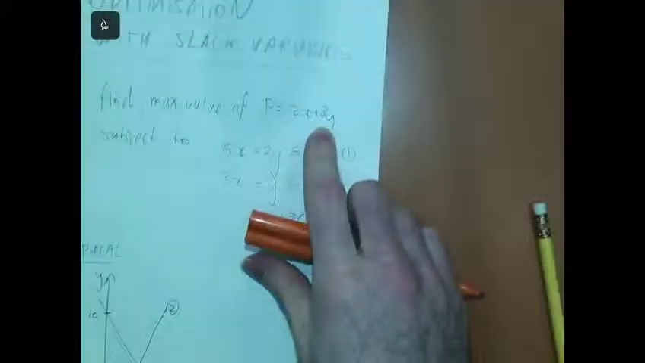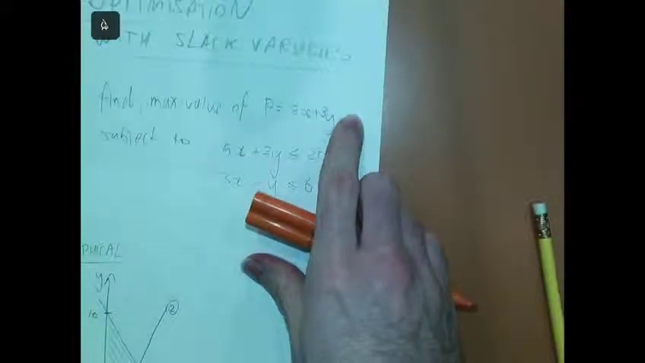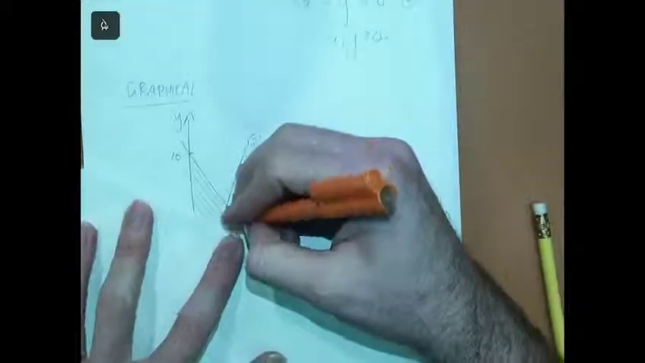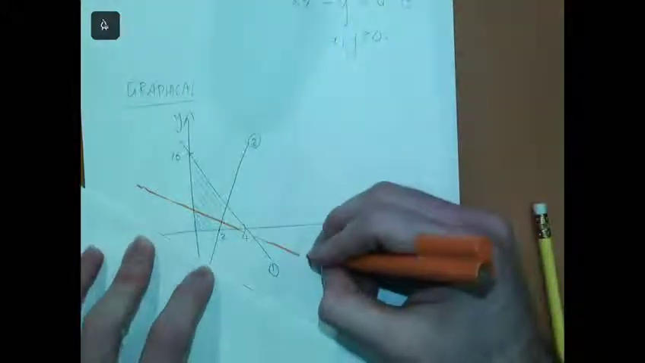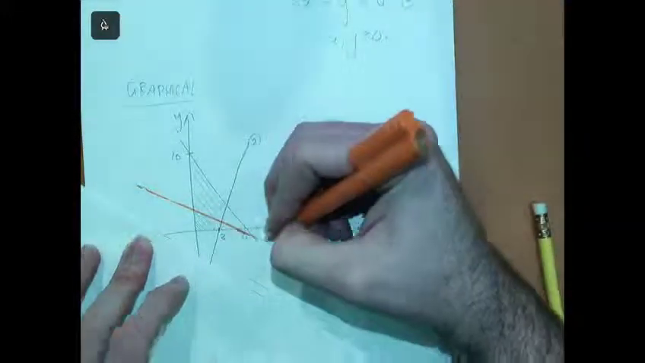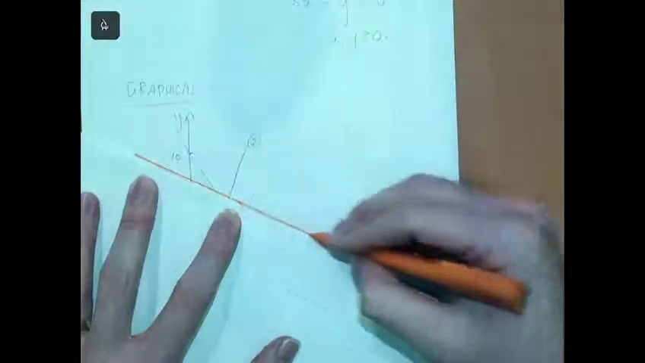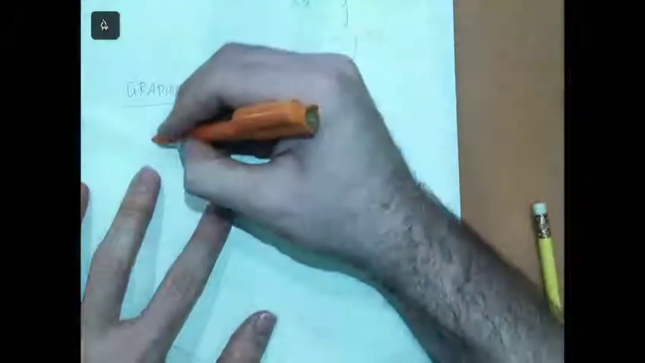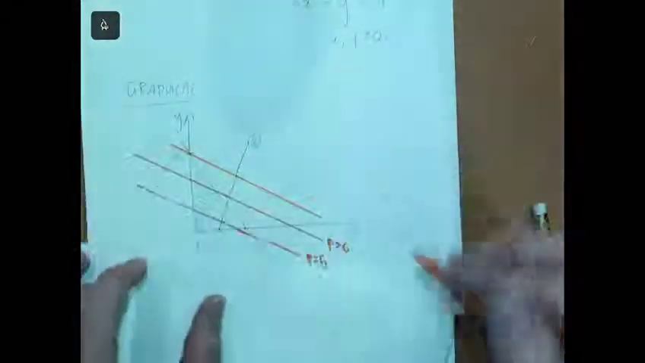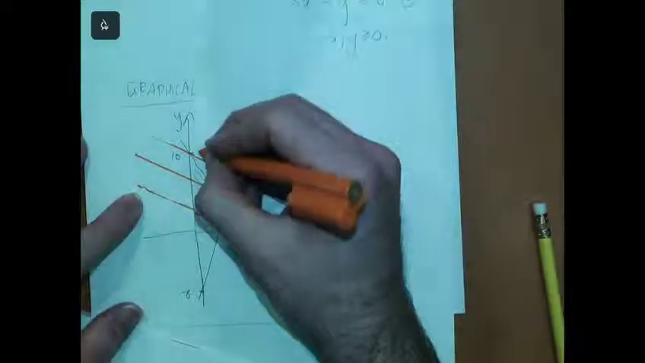I'd like to pick a number that both of these go into, 2x plus 3y equals 6. So then the x intercept is 3 and the y intercept is 2. That's where p equals 6. And then a bit higher up, p would be a higher number. And so the last point that any line of this slope hits is that point there. And so that's where the maximum is.